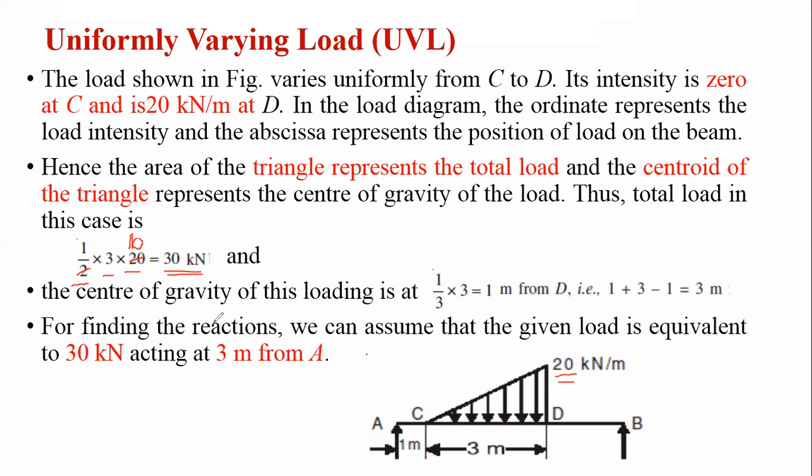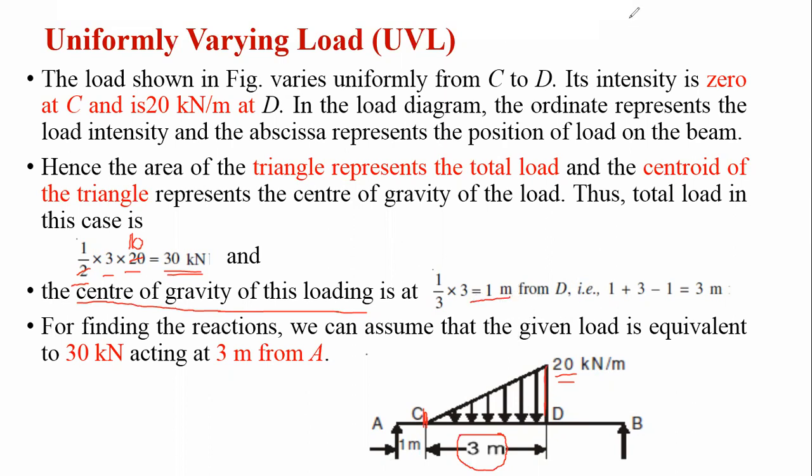Now where is it located? It is located at the center of gravity of the load, and for the triangle, the CG is located at 1/3 of the base. Now 1/3 from the base, this one is the base and this point is the apex. It means that 1/3 of this 3 is 1 meter.